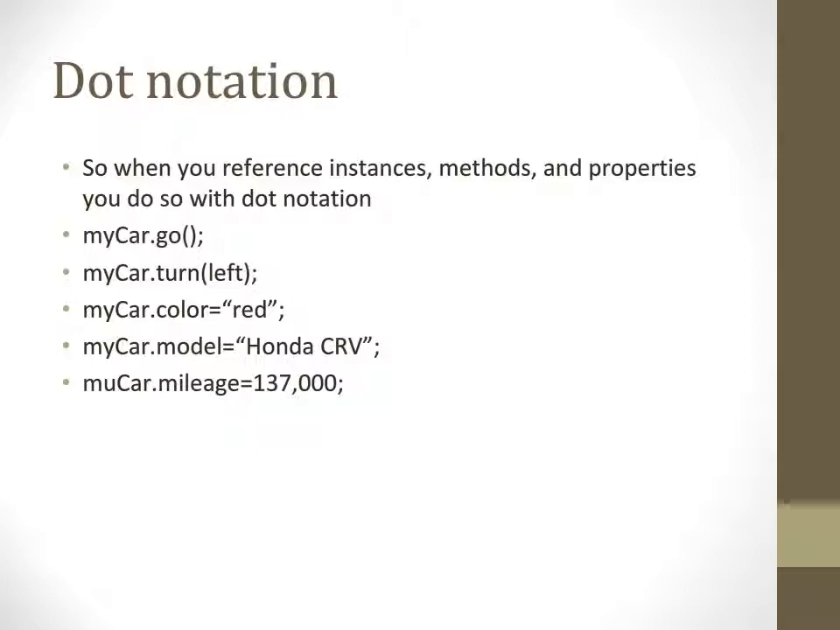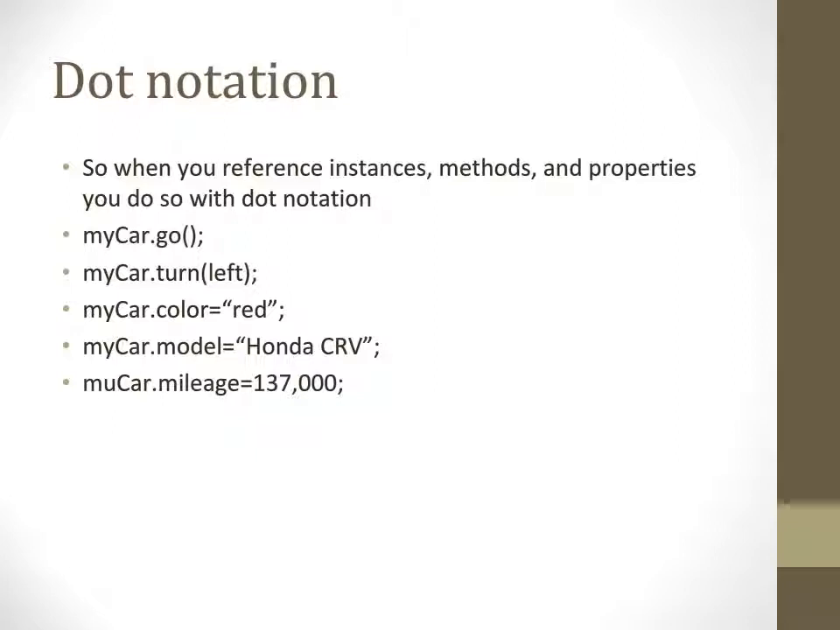Now the next three examples are examples of the properties. Notice that the properties are equal to something. So my car dot color, talking about the color of my car, means it's going to be equal to red. My car dot model can be equal to Honda CRV. Now look at the last one. I just noticed I have a typo. It's not mu car, it's supposed to be my car.